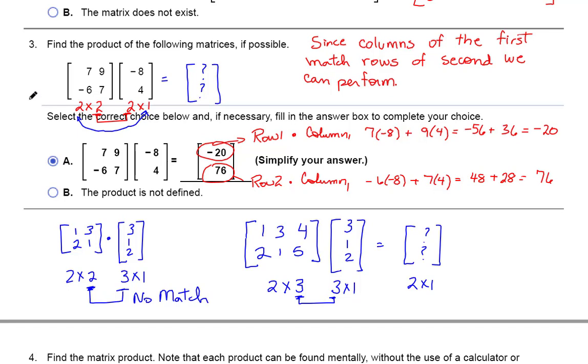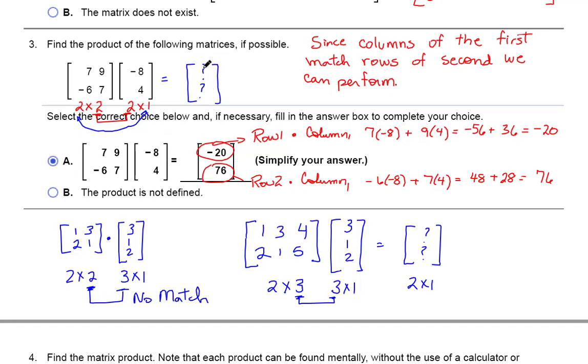To be able to check if our operation is possible, I look to see, does the number of columns of the first matrix match the number of rows of the second one? Yes, they both have 2. So therefore, the matrix multiplication is possible, and the size of my answer will be the outside numbers, so 2 by 1.